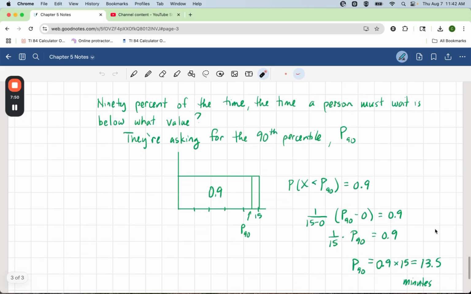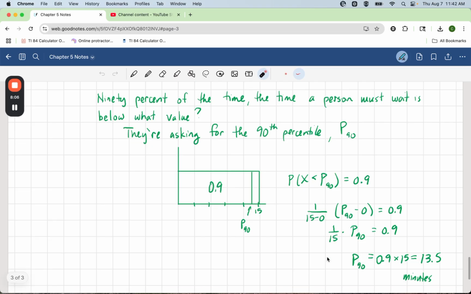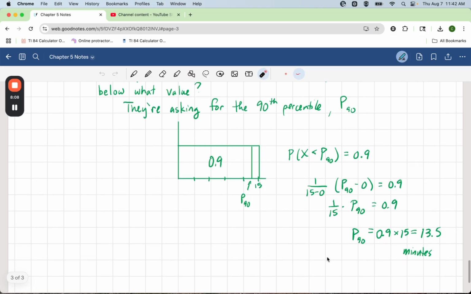90% of the time a person must wait is below what value? So they're asking us for the 90th percentile here, so I can run the same exact equation. So the probability our value is less than P90. P90 is the 90th percentile. I do the same exact formula, and 13.5 minutes is what I come up with.